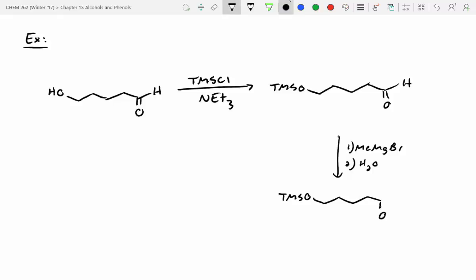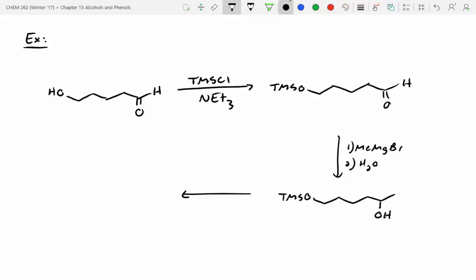And we'll get our alcohol out. So now we've formed our secondary alcohol. However, we've got this TMS group still stuck on our molecule, so we've got to figure out a way to remove the protecting group. And in order to remove a TMS protecting group, you have 2 options.